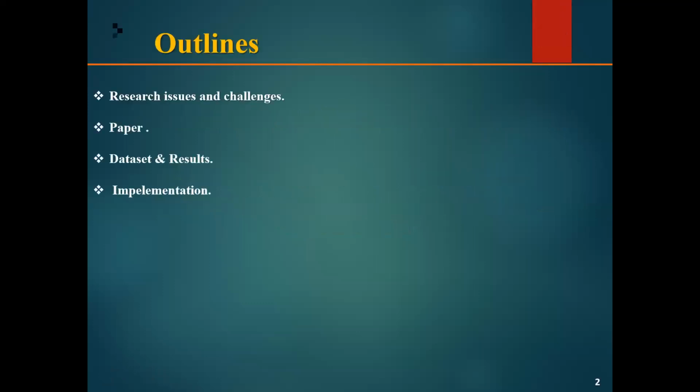The outlines of this representation: first, I will discuss some issues and challenges faced by chit-chat systems, and the paper I used also, and the dataset and results, and finally the implementation.